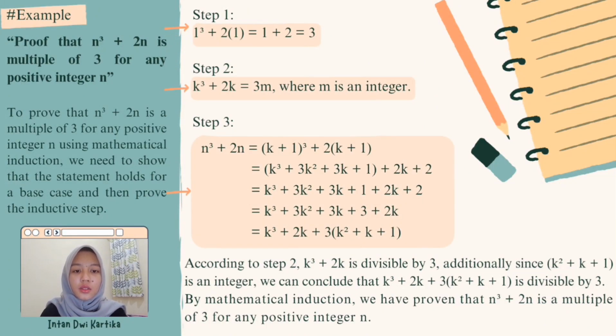Okay, according to step 2, k to the power of 3 plus 2k is divisible by 3. Additionally, we can see that 3 is outside the brackets, right? So since k squared plus k plus 1 is an integer, we can conclude that k to the power of 3 plus 2k plus 3 times (k squared plus k plus 1) is divisible by 3. By mathematical induction, we have proven that n to the power of 3 plus 2n is a multiple of 3 for any positive integer n.